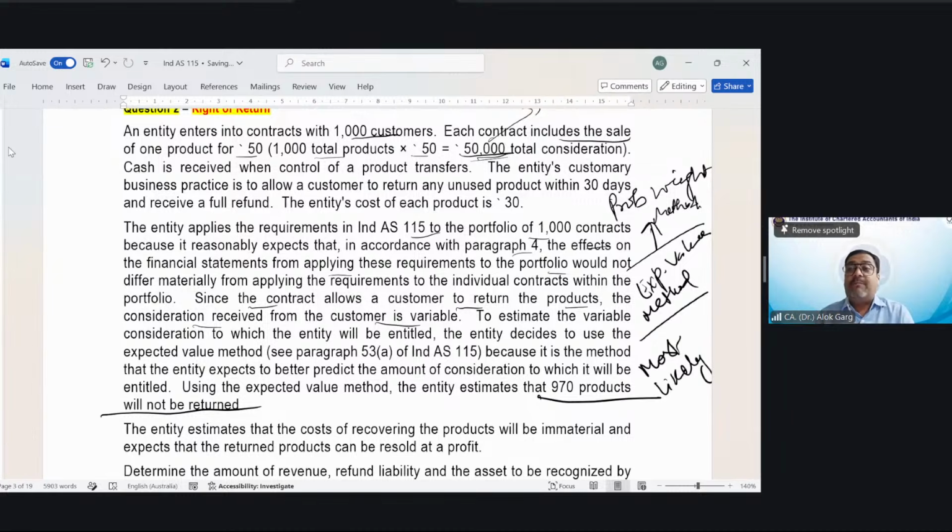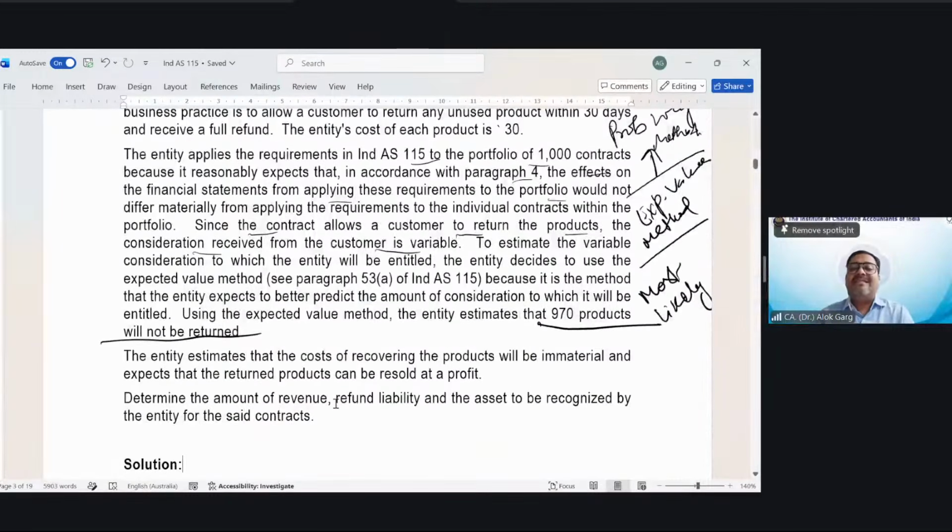Applying the probability weighted method, they expected that 970 products will not be returned and almost 30 products will be returned. So the return ratio is around 3%. The entity estimates that the cost of recovering the products will be immaterial, and expects that a returned product can be resold at a profit. So whatever product we receive back, we will be able to sell at 50 rupees. The cost is 30, we'll be able to sell at 50.